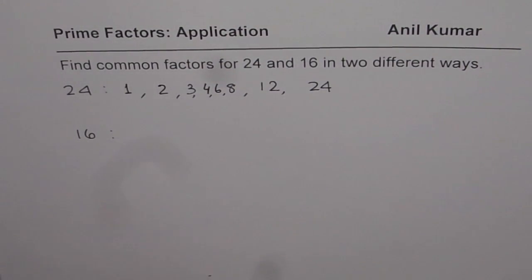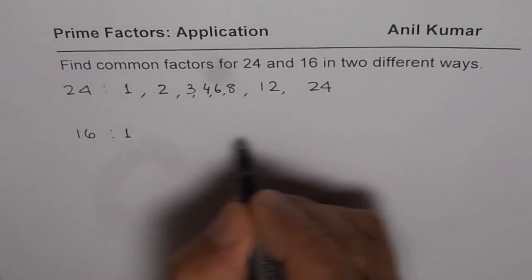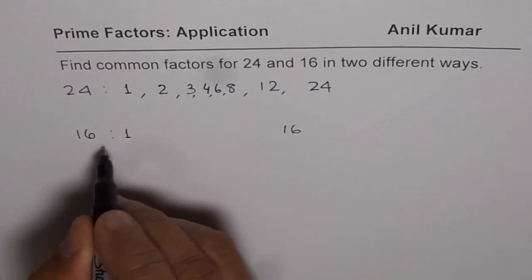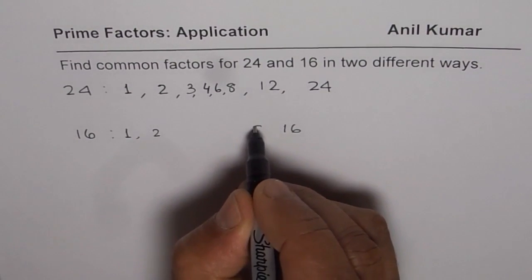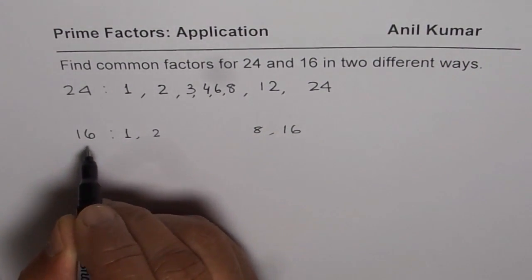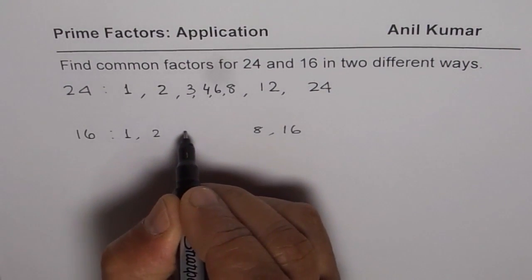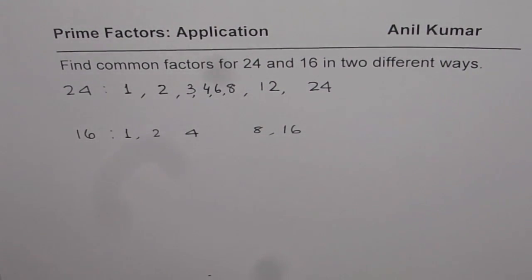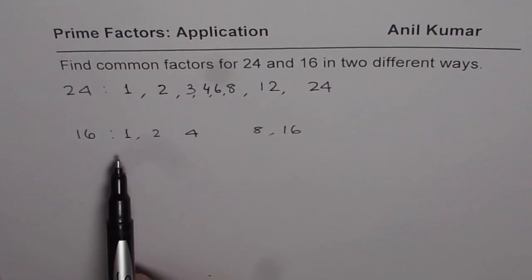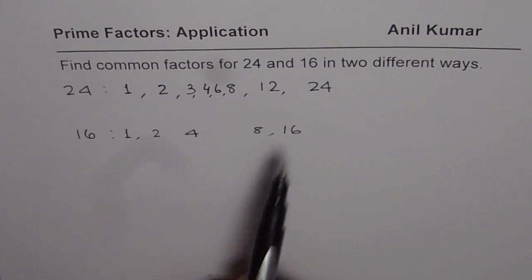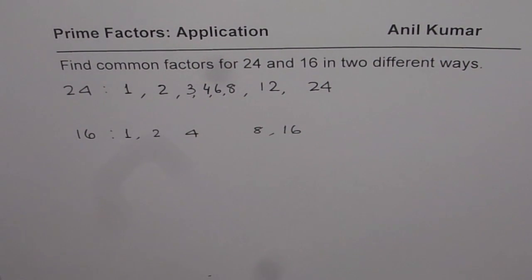Now, let us list all the factors for the number 16. 1, always begin with 1. 2 times 8, right? How about 3? No, 3 cannot divide, so 4 can divide. 4 times 4, so that is just the number 4 itself. So 16 has 1, 2, 4, 8 and 16 as its factors.